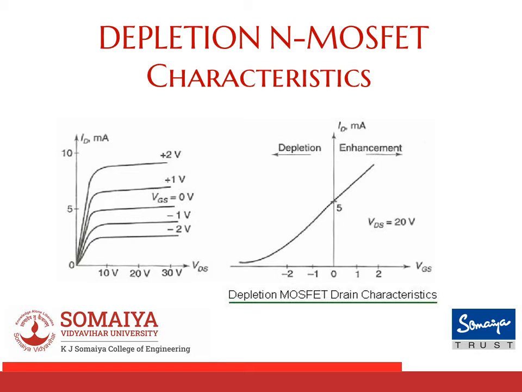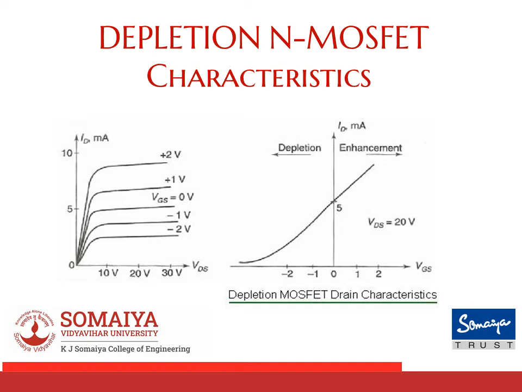Let's move ahead and talk about the characteristics of an N-channel depletion MOSFET. You can see there are two characteristics: the transfer characteristic and the output characteristic. Transfer characteristics is when you plot your input voltage, that is VGS, and observe the change in ID. Output characteristics is the one plotted on my left hand side, and that is the variation in ID with respect to the change in my output voltage VDS.